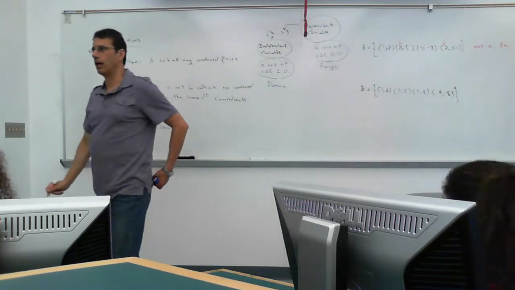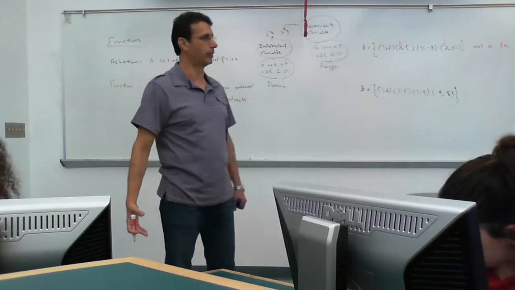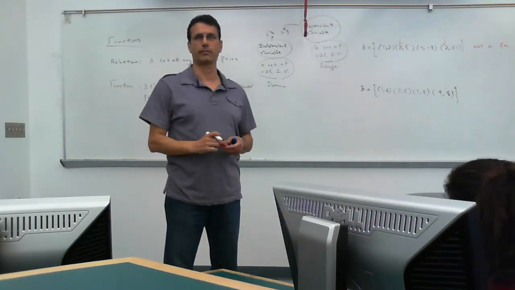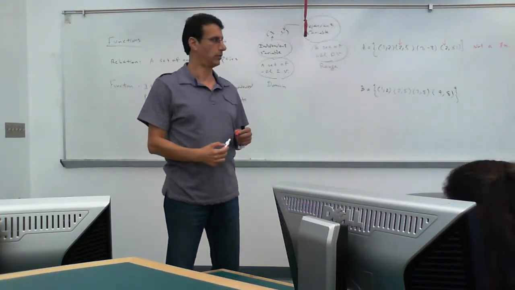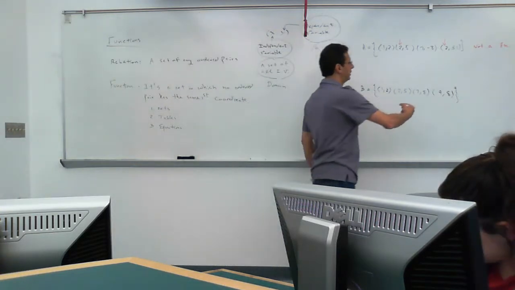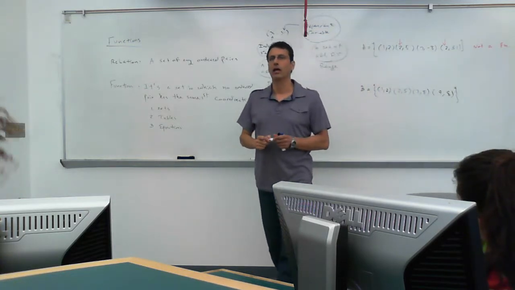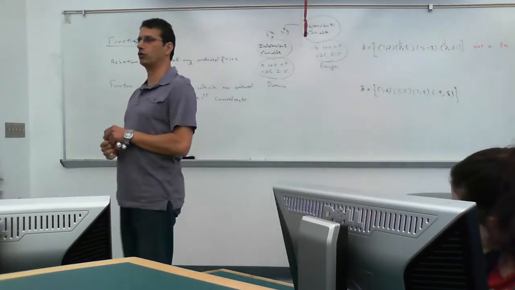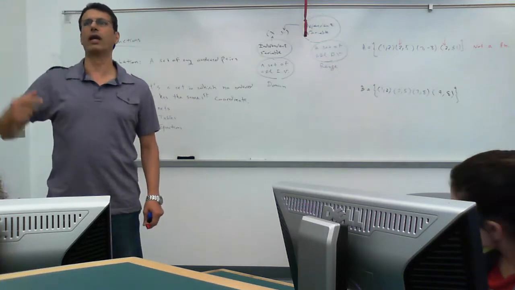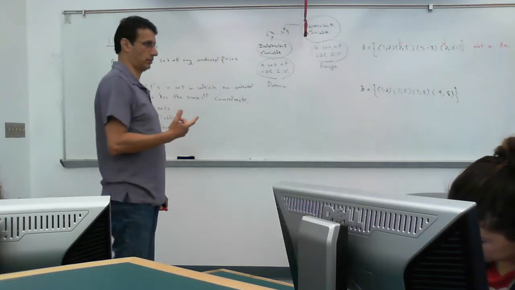Two repeats. And by the way, it doesn't matter how many pairs you have, as long as one of them repeats, it's out of the picture. Does that make sense? Is B a function? Yes, it is a function. The first coordinate should not repeat. If the second coordinate repeats, it's okay.